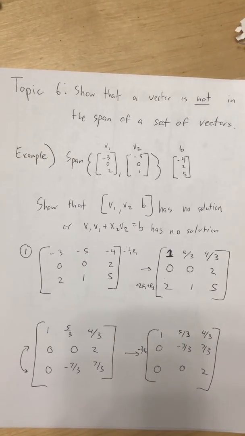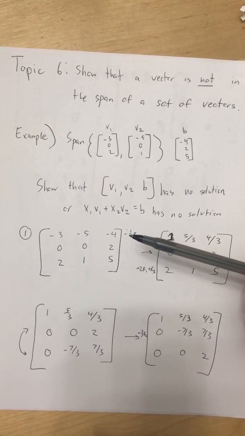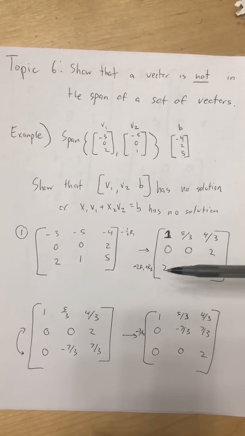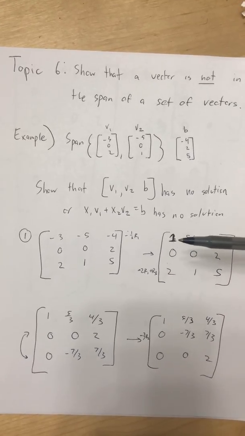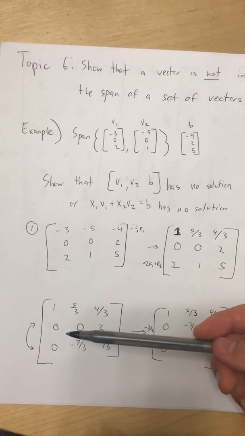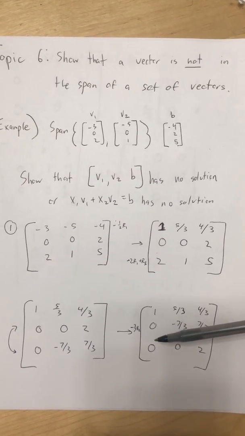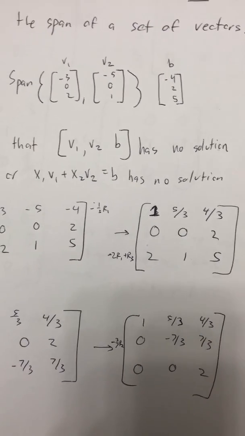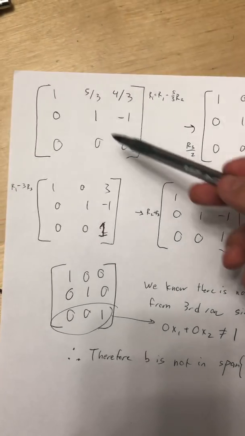In order to row reduce this, we're first going to scale the first row by negative 1/3, in which we get this matrix. Then we add row 3 to negative 2 times row 1, and we get this matrix. We switch row 2 and row 3, and we end up with this matrix. Then we scale row 2 by negative 3/7, and the next matrix we get is this matrix.